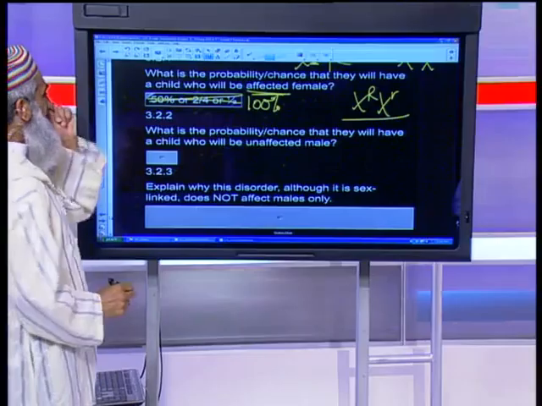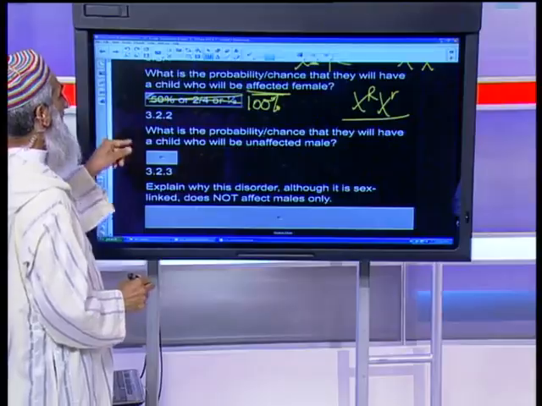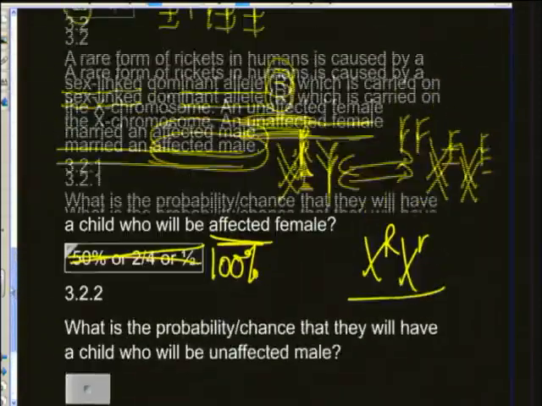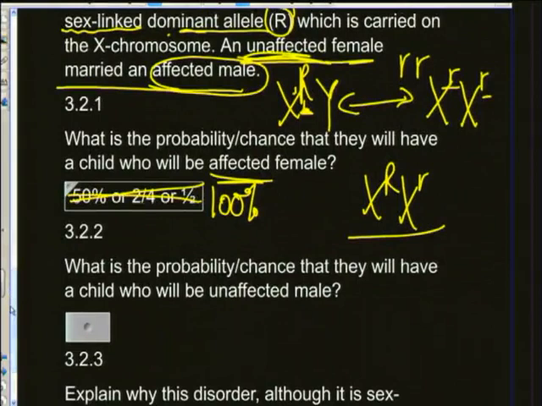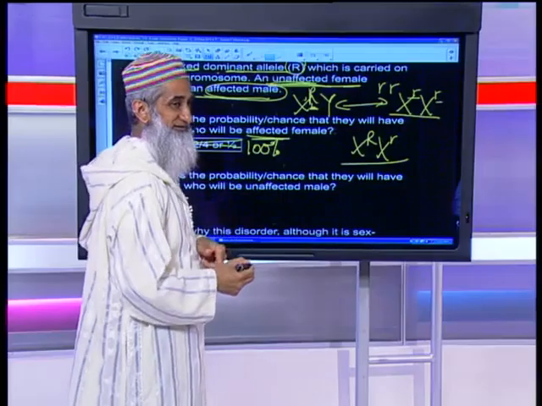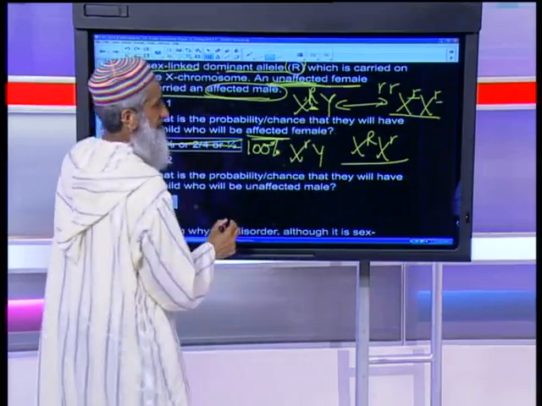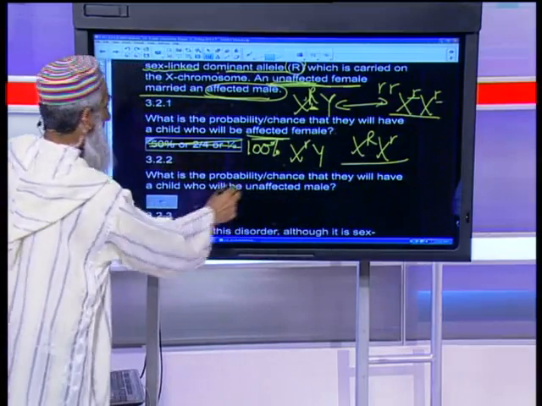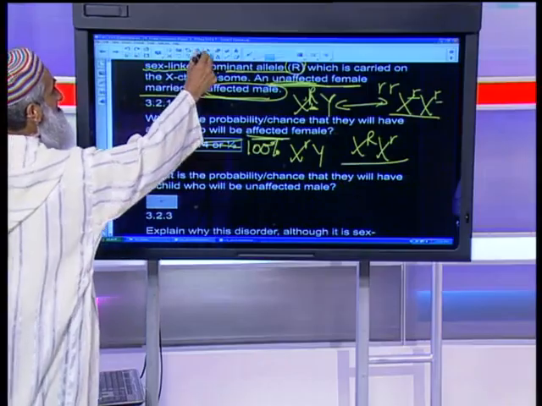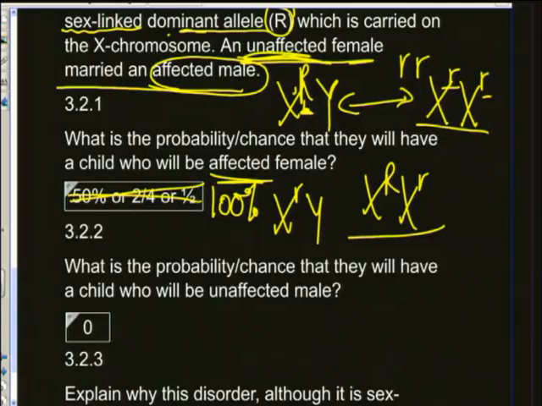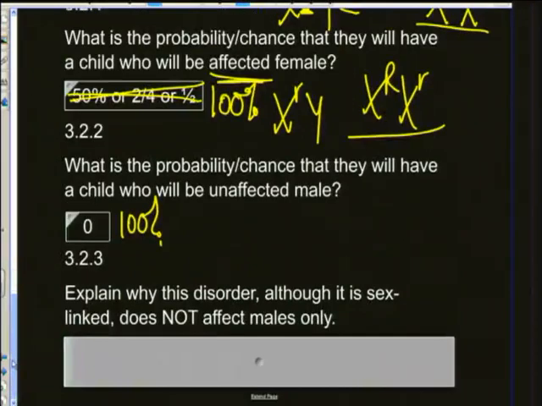What is the probability that they will have a child who will be an unaffected male? Now, a male is slightly different. The male is getting the X from who? From the mother. Because if the male gets the X from the father, then he's not a male, is he? So it's a female. So he gets X^r from the mother, and he gets the Y. So it's 0. What did they ask for? Unaffected. And the answer is 0. Are we happy there? Yes.